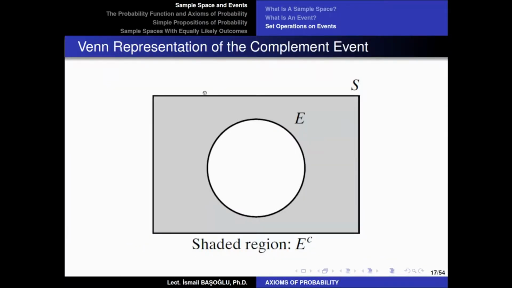Now, again, in the Venn representation, we have the sample space in the rectangle form and a subset or event E defined in the sample space. The shaded region contains all outcomes which are not in E. Therefore, we say that the shaded region gives us the complement event.